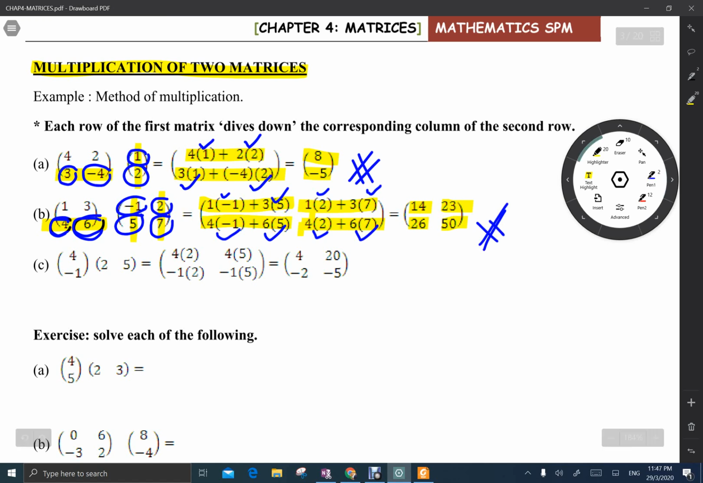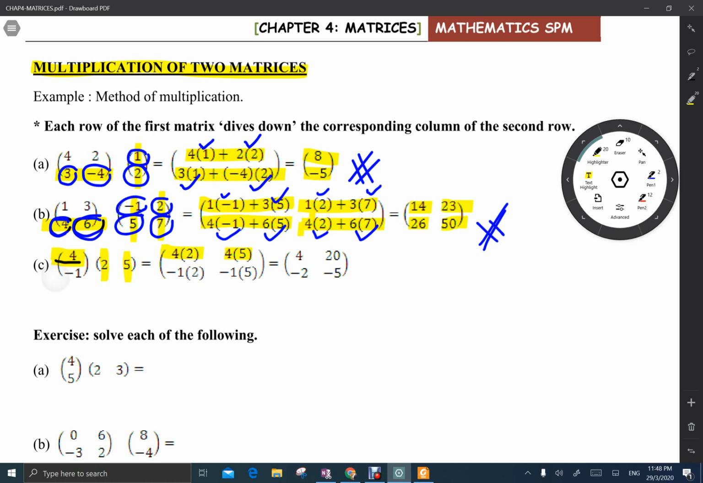Okay, remember the first matrix kena ambil row and then times with column in the second matrix. So 4 times 2. This time kenapa tak ada plus? Sebab 4 ni dia datang single je. Okay, dia tak ada nombor dekat sebelah dia. That's why you don't need to plus. So it's only 4 times dengan 2. And then the second column is 5 kan? So 4 times 5.